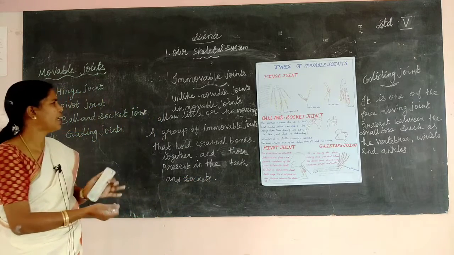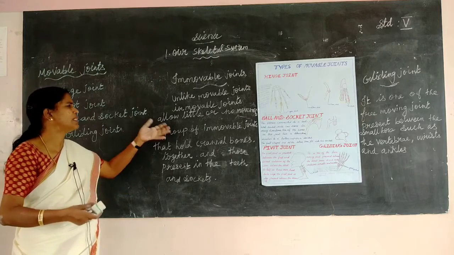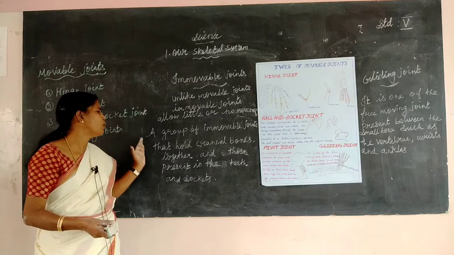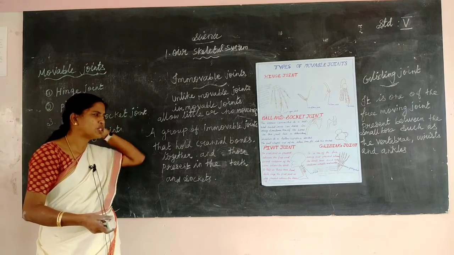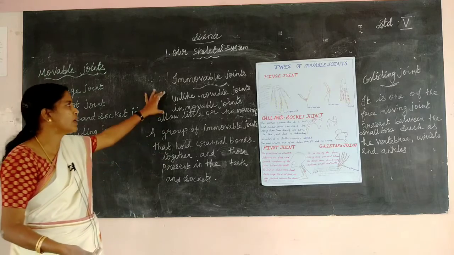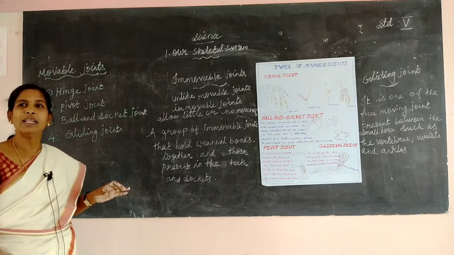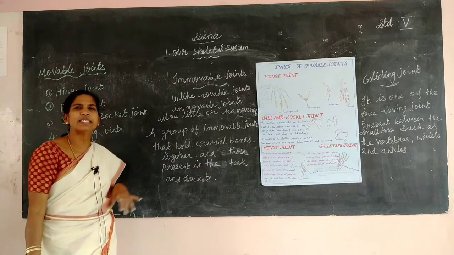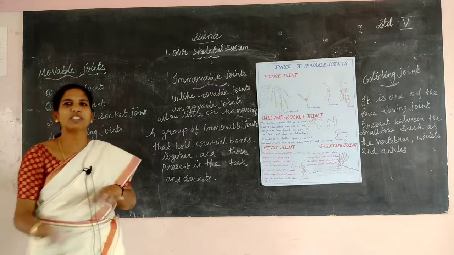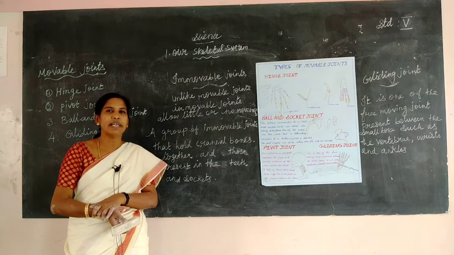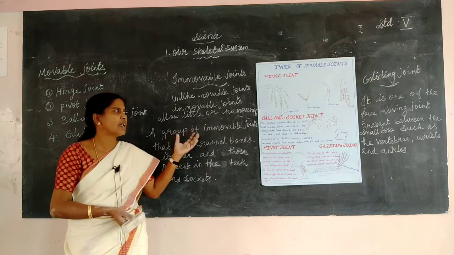Then immovable joint. Unlike movable joints, immovable joints allow little or no movement. A group of immovable joints that hold cranial bones together and those present in the teeth and sockets are also known as immovable joints. Next one, caring of joints. The best way to care for our joints is to perform exercises and keep our body moving.